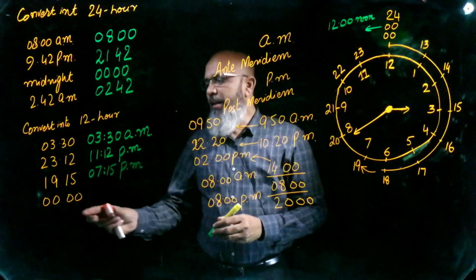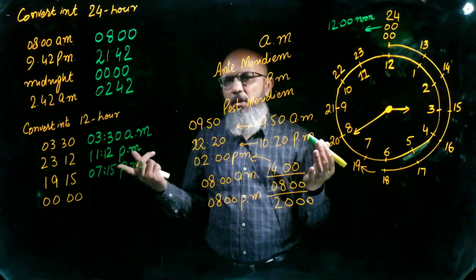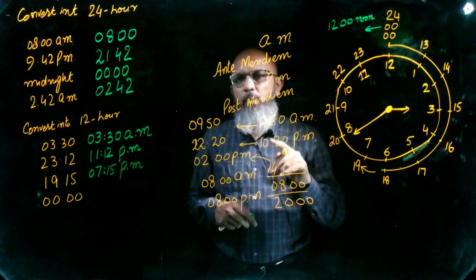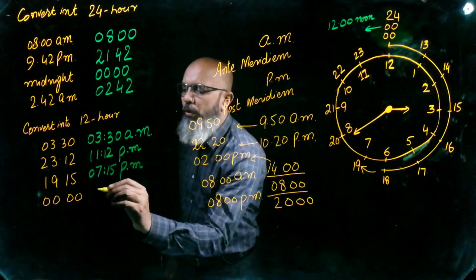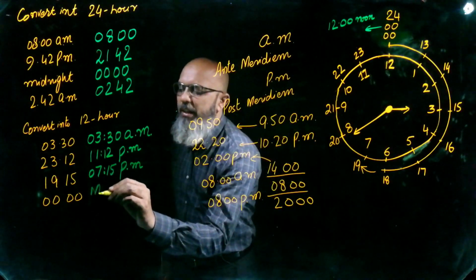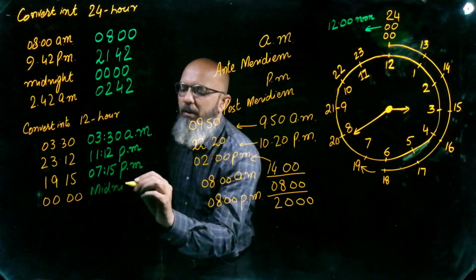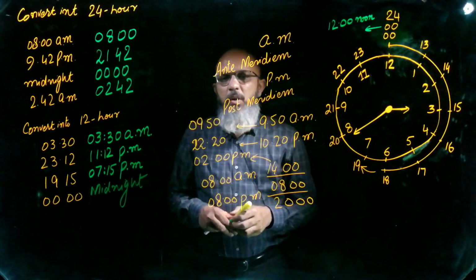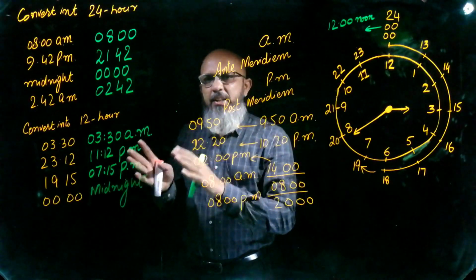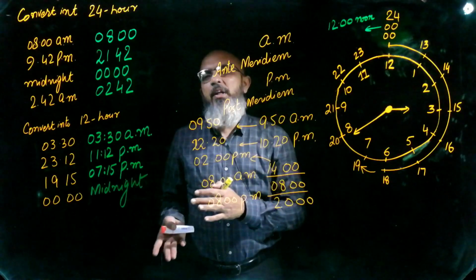Clear? So at the end we have 00. And what is 00? That is your midnight, when the 24-hour clock starts. It starts with 0. So you can write here that is your midnight. So till here it's very easy. Simply you have to add or you have to subtract the 12.